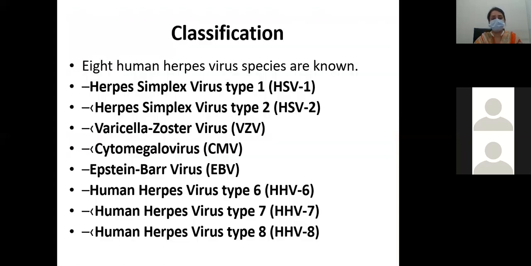So its classification is important. There are 8 human herpes virus species known: herpes simplex virus type 1 and herpes simplex virus type 2, varicella zoster, cytomegalovirus, Epstein-Barr virus, human herpes virus type 6, human herpes virus type 7, and human herpes virus type 8.